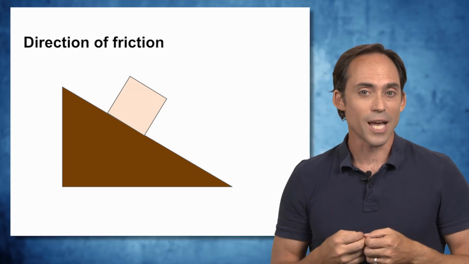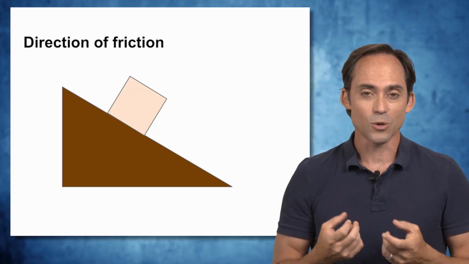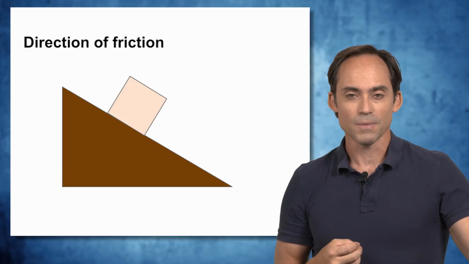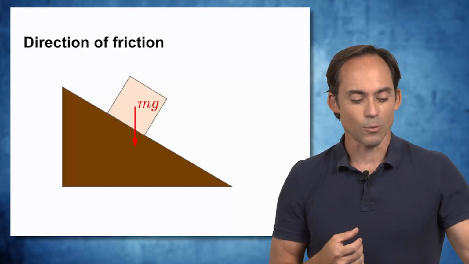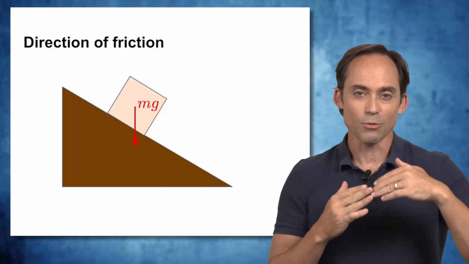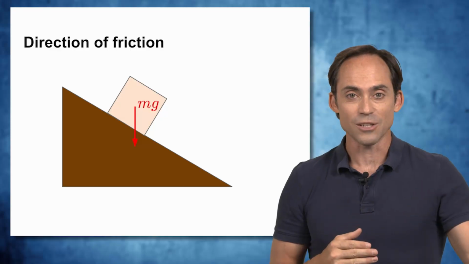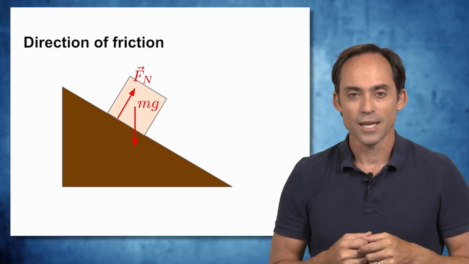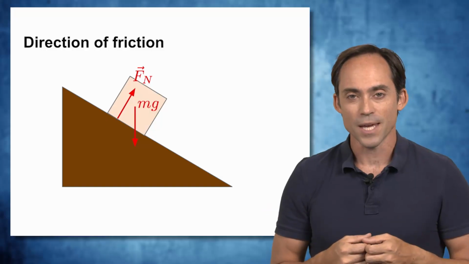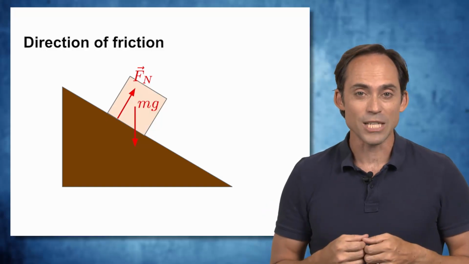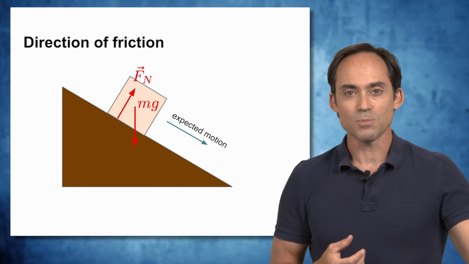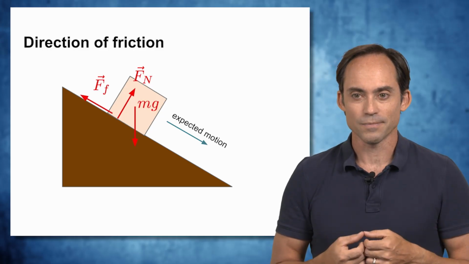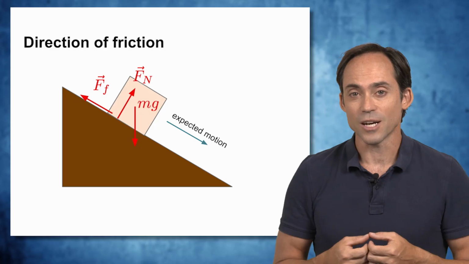So a common example is to look at a block on an inclined plane and consider which way the friction force acts in that case. If we start this block at rest, of course it has a weight term that's acting downwards, and at the surface itself we're going to have a normal force acting perpendicular to the surface, so that's going to point upwards. Now we have to figure out which way friction is pointing. In the absence of friction, one can just imagine this block is going to slide right down the inclined plane, and so that's our expected motion. That means the friction force is going to have to act in the opposite direction.